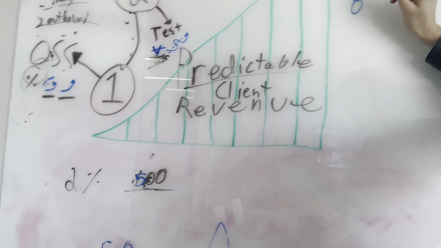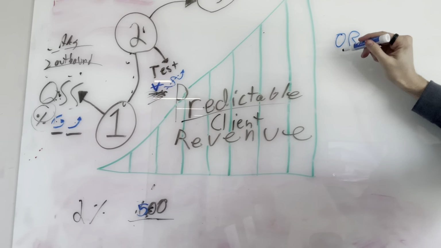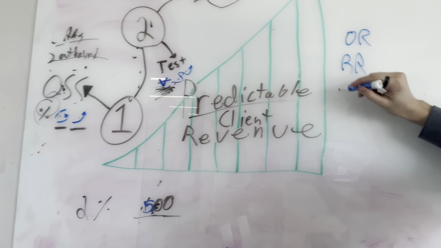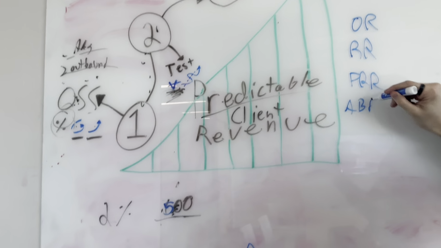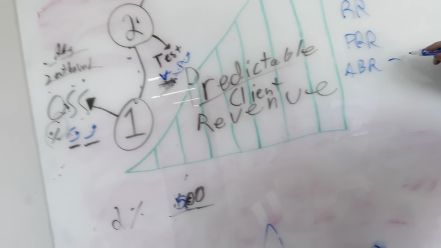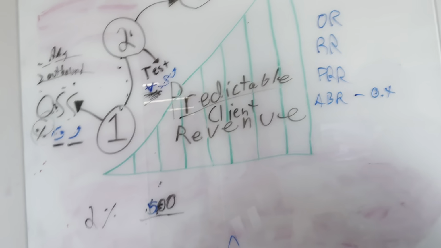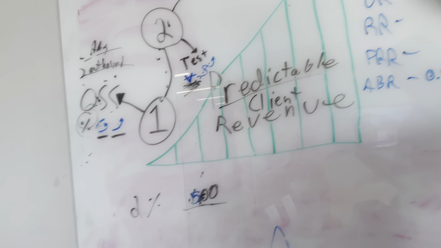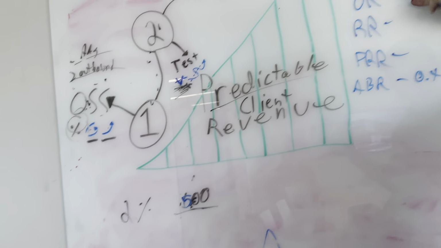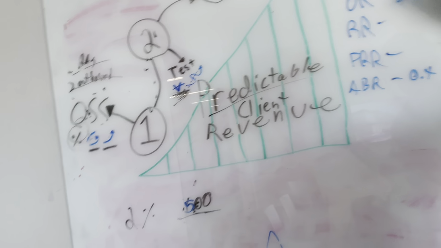So we're gonna have our open rate, our reply rate, our positive reply rate, and then the ABR, which is the appointment booking rate, which is that 0.4 that we care the most about. Now, let's say we have an open rate of 80%.